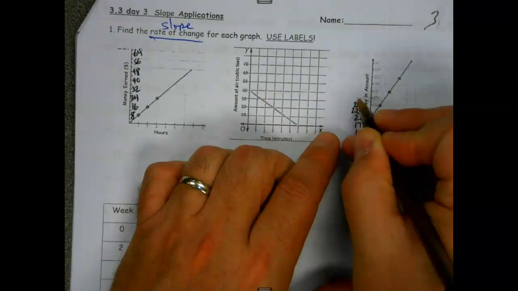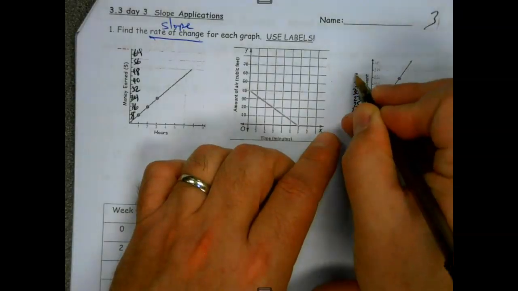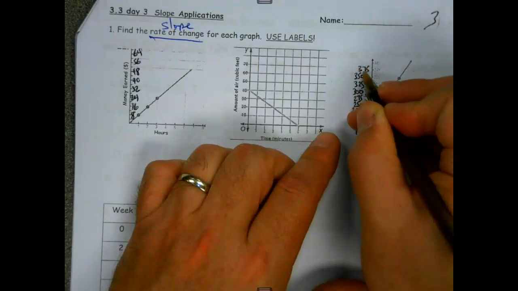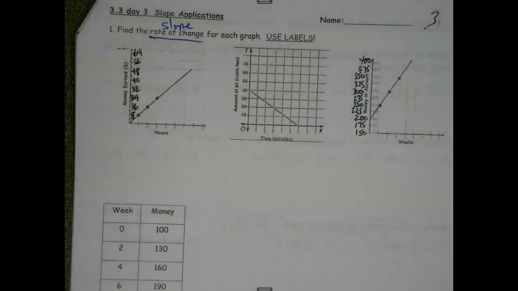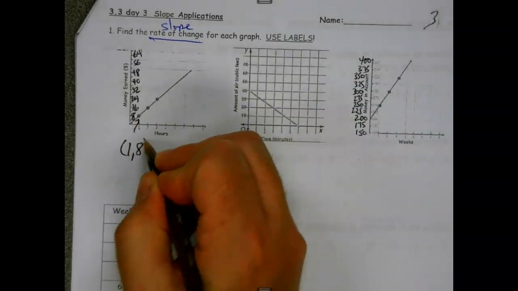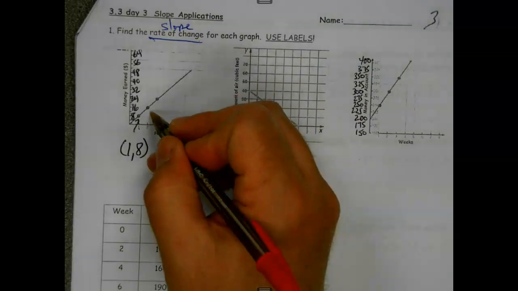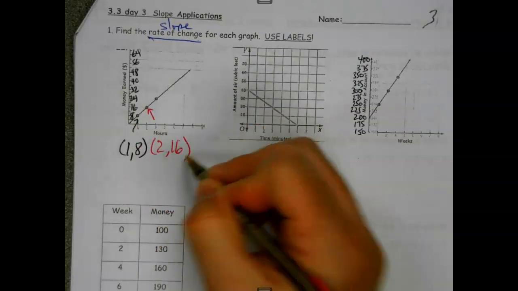So let me kind of update these a little bit. I got to start learning to just tell them at the copy room they need to crank up the darkness on some of these things. And so you're like, okay, well, how am I going to find the slope? Well, there are some points on there for me to use. So like, for instance, here, I got x is 1 and y is 8. That would be a good one to use. And then here, I got x is 2 and y is 16.